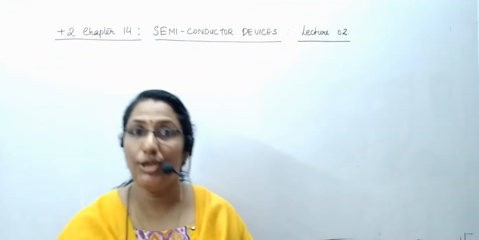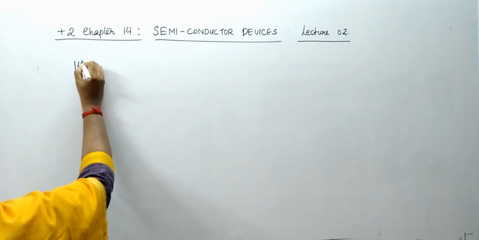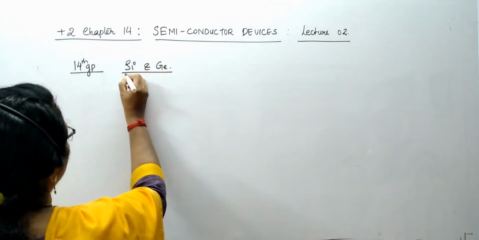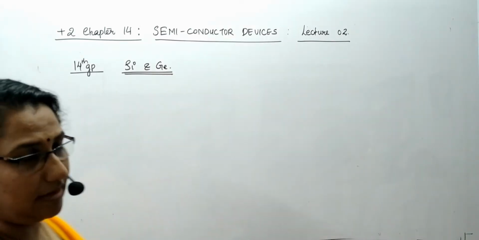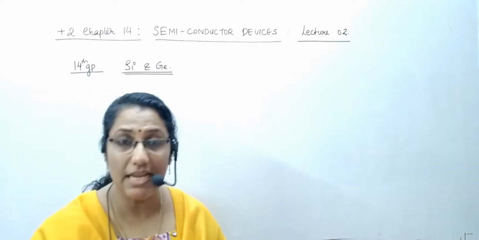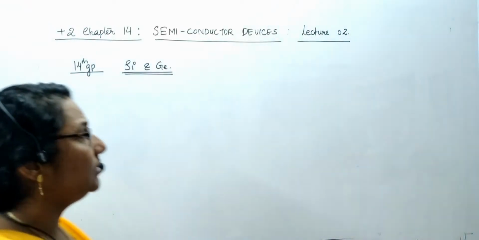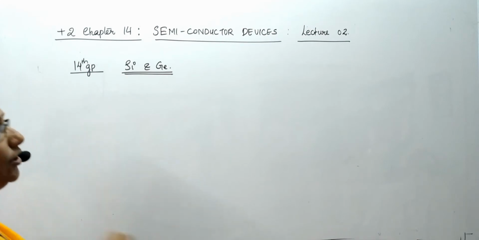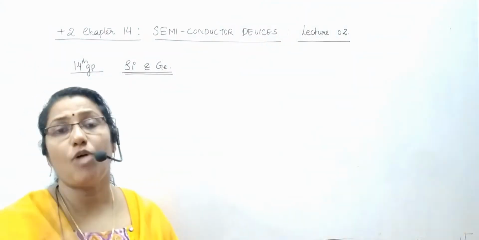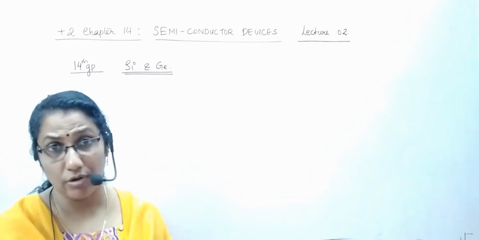Generally, the 14th group elements in your periodic table, like silicon and germanium, are commonly taken as the semiconductor crystals. Since they belong to the 14th group, each atom has four electrons in its outermost shell, four valence electrons. That's why they belong to the 14th group.